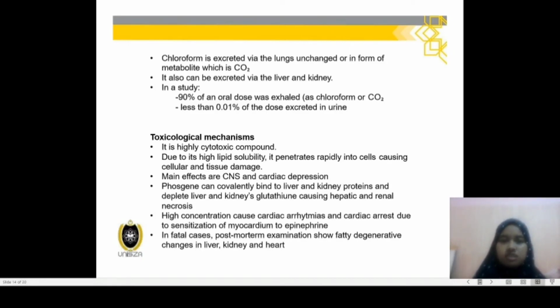The phosgene can covalently bind to the liver and kidney proteins and deplete the liver and kidneys glutathione, which will cause the hepatic and renal necrosis. The high concentration of the chloroform will cause cardiac arrhythmias and cardiac arrest due to the sensitization of myocardium to epinephrine. In fatal cases, the postmortem examination shows fatty degenerative change in the liver, kidney, and heart.